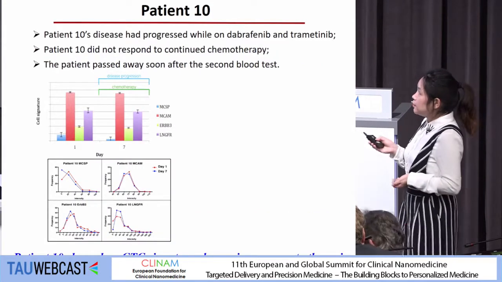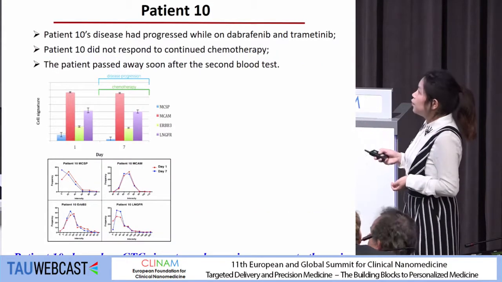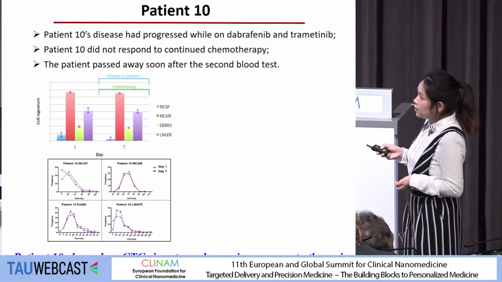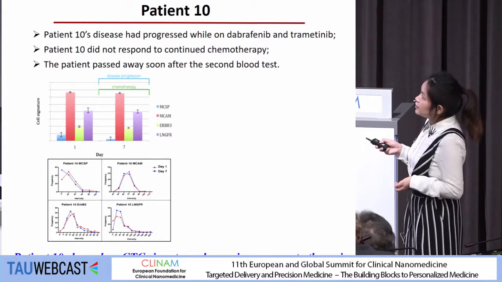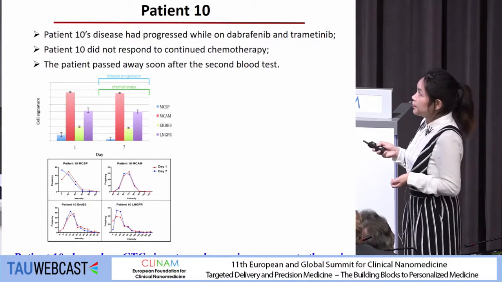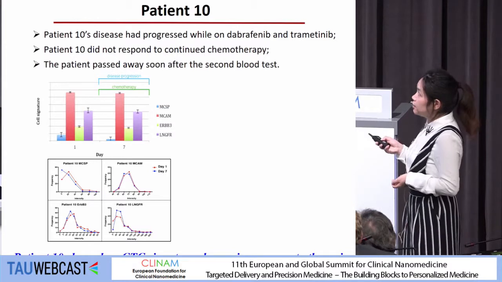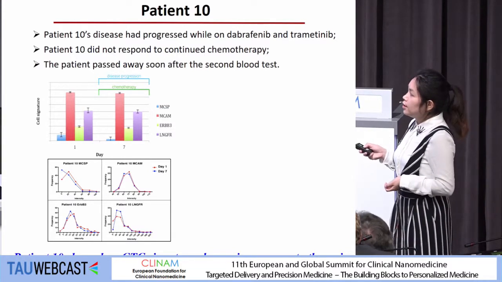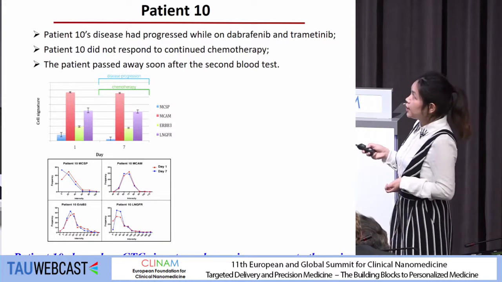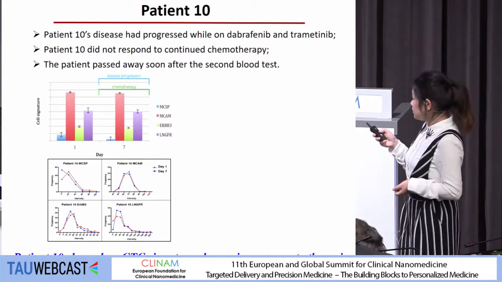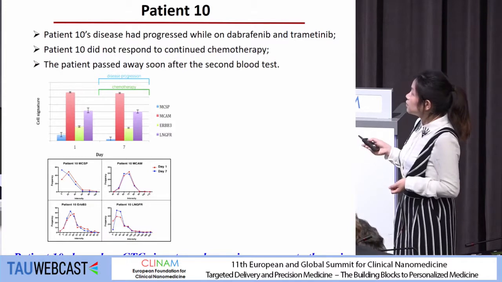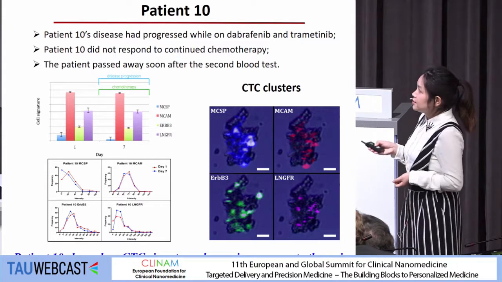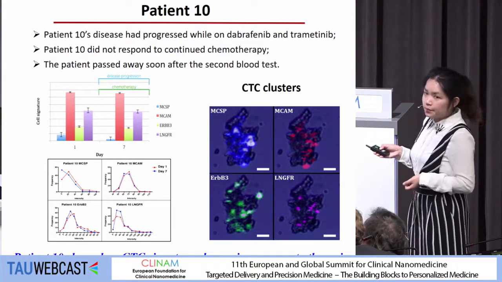This is another example, patient 10. We monitored 2 time points. On day 7, this patient started the chemotherapy, but this patient did not respond to the chemotherapy. So correspondingly, we observed no CTC signature change during the treatment. So this is the CTC clusters we obtained from this patient.